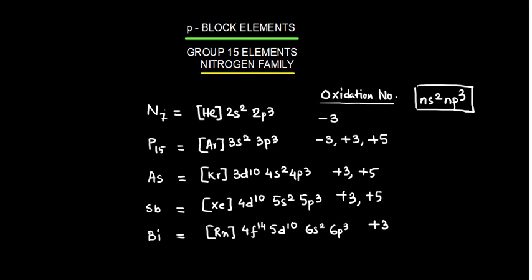So 6s electrons behave as inert pairs. This, as we know, is known as the inert pair effect. So bismuth shows an oxidation state of +3 only. Why? Because the +5 state is not possible due to the inert pair effect. Okay, so +3 only, due to the inert pair effect.